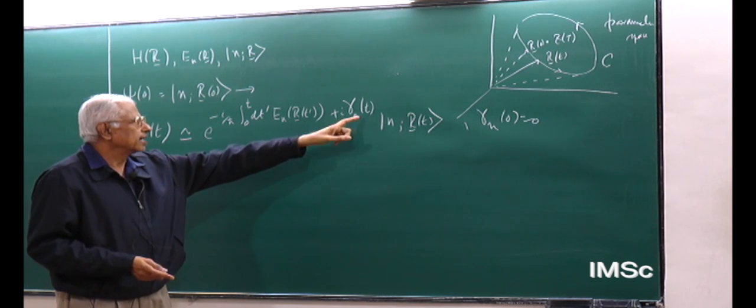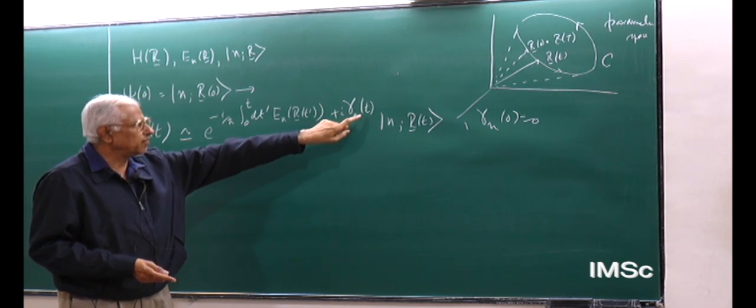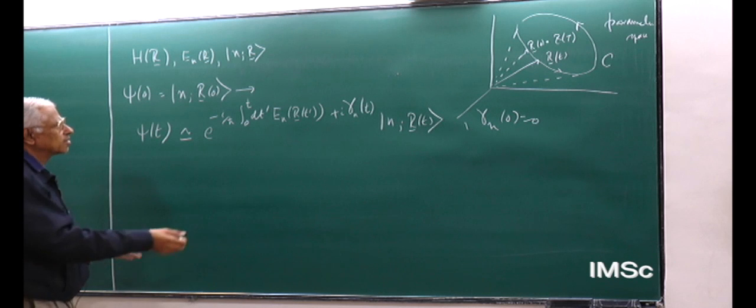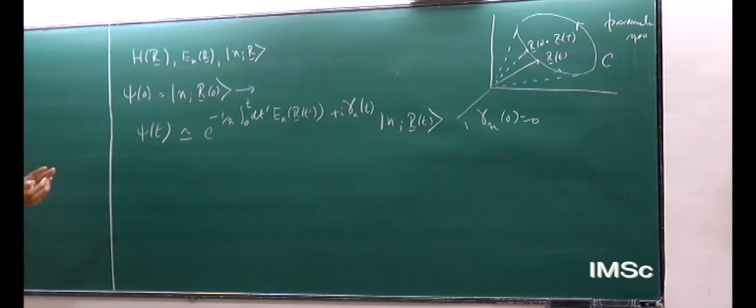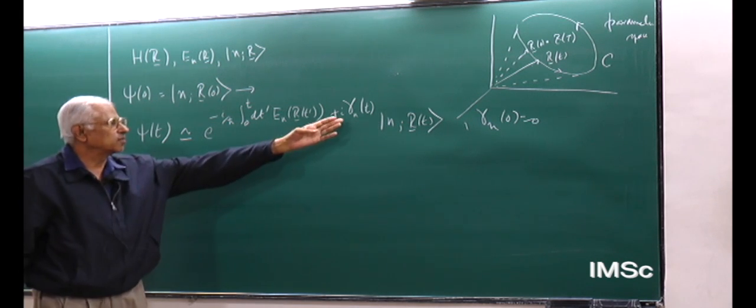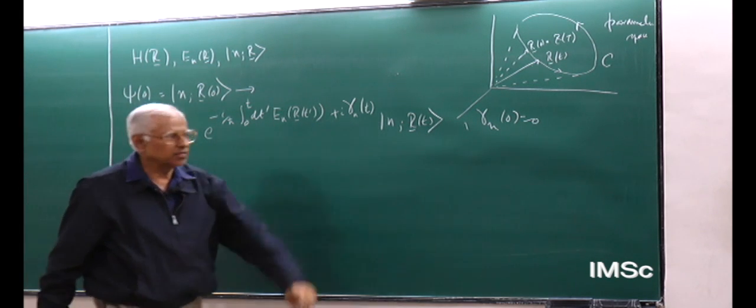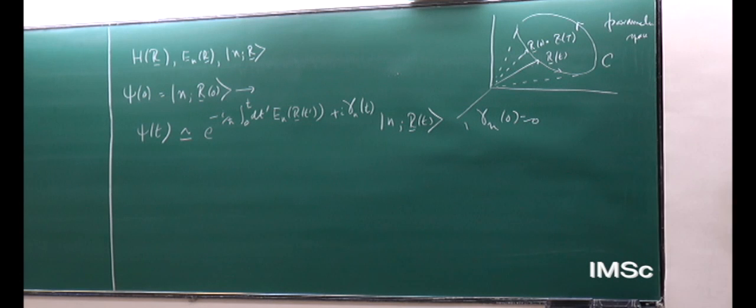There is room here for an arbitrary phase, and what he does is to put this approximate solution into the Schrodinger equation and get an equation of motion for this phase gamma n of t. And I now write that down.